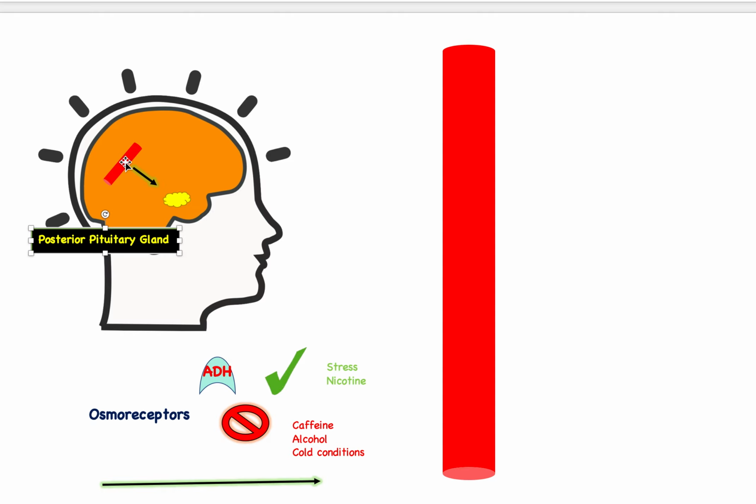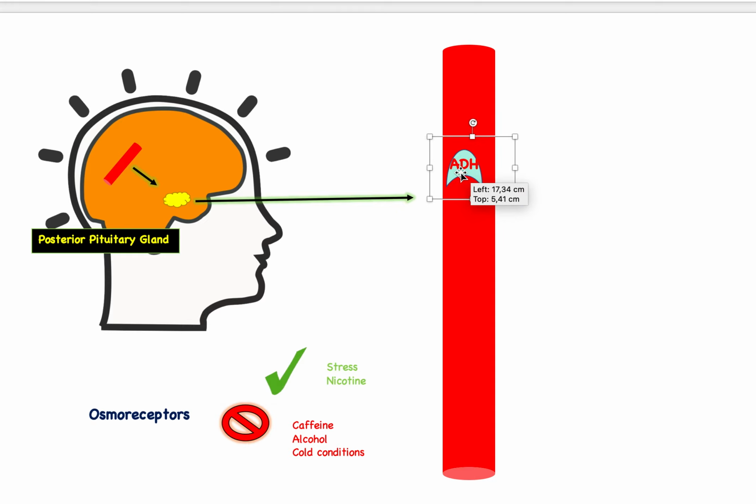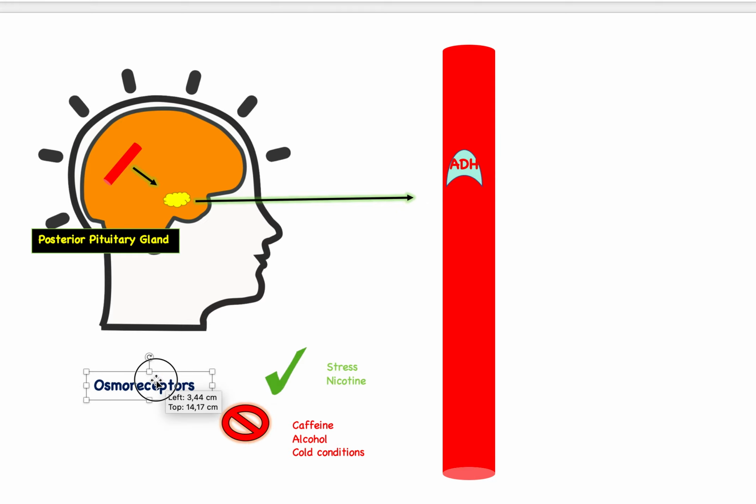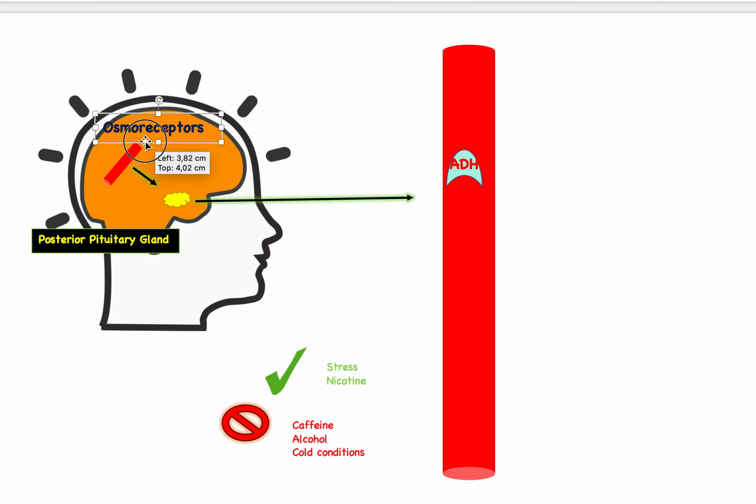These vessels can sense if you have enough water in your blood. So if it senses that SpongeBob does not have enough water, it will tell this gland, this posterior pituitary gland, to do something about it. So this posterior pituitary gland will send something called ADH into the blood. Okay? Oh yeah, by the way, these vessels that can sense if there's enough water have something called osmoreceptors. These osmoreceptors can sense if they have enough water or not.